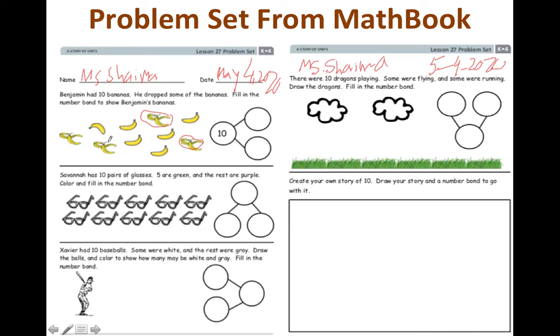2, 3, 4. So I have 4 bananas that are only the peels.